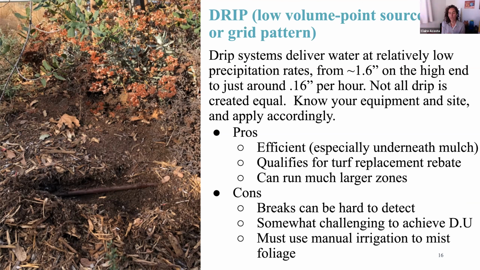It is a little more challenging to achieve distribution uniformity, because it's just wet spots along a line or where you put the emitters. So getting even watering around a square footage or surface area is a little more challenging, because it's not just water from above, right? And then, yeah, if you want to mist the foliage, you typically have to do it manually, if you want those refreshing sprinkles that I was talking about.